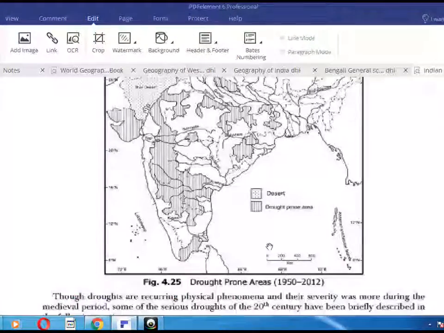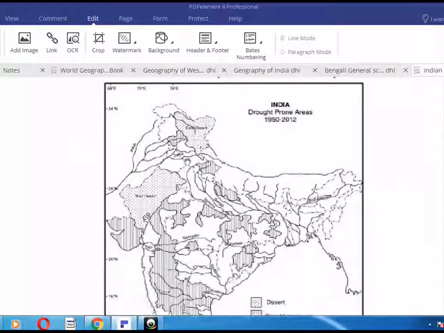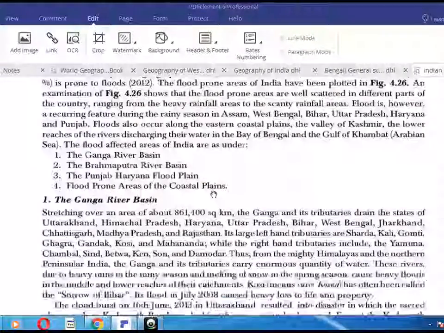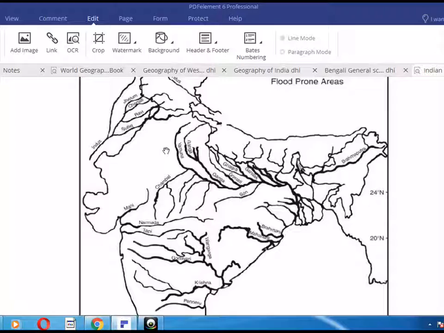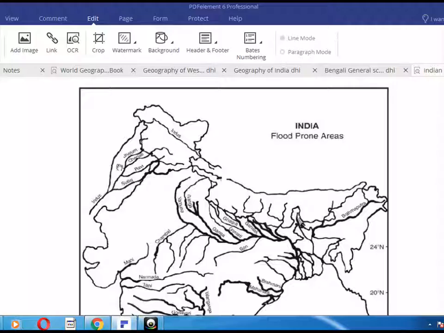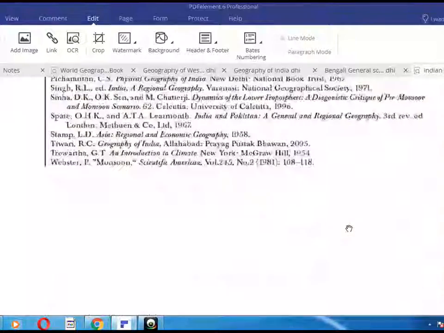drought prone areas, 1950 to 2012, but desert, it is desert region. And drought prone regions, mainly Gujarat, and all parts of southern India especially. And desert is Kashmir, eastern Kashmir, northeastern Kashmir. Here you can see flood prone regions, 1950 to 2012, mainly the Ganga region, which is highly flood prone, and some parts of the southern region. So the important things are now complete.